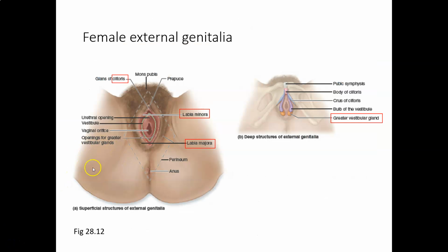Now I want to talk about the female external genitalia, to point your attention to a few of those structures that are homologous to male structures. The most outside will be the labia majora, which is homologous to the male scrotum, and the labia minora, which is actually homologous to the body of the penis.